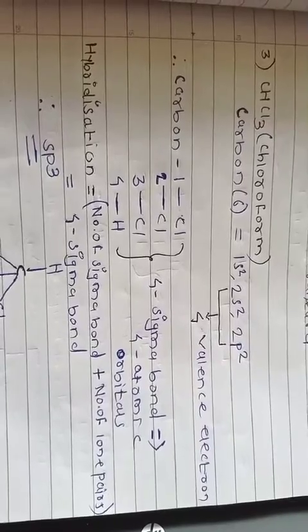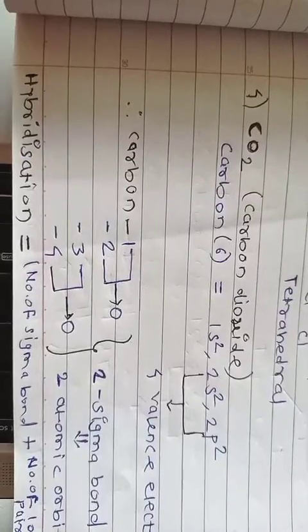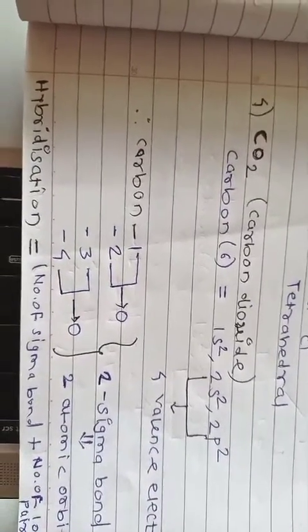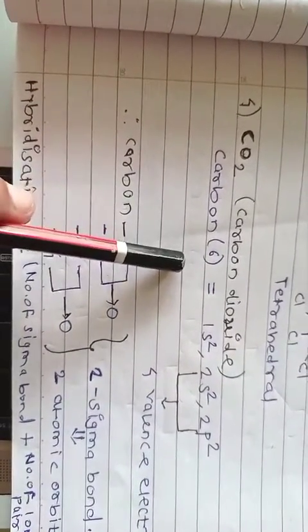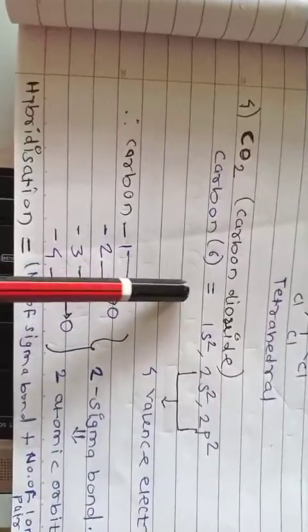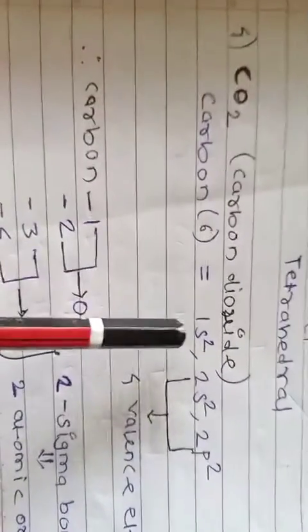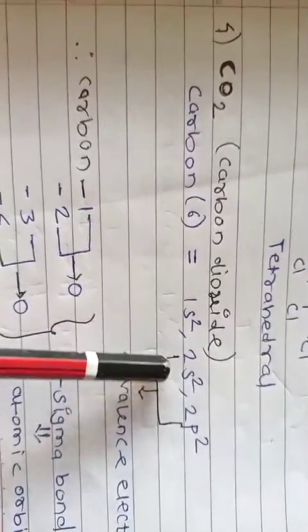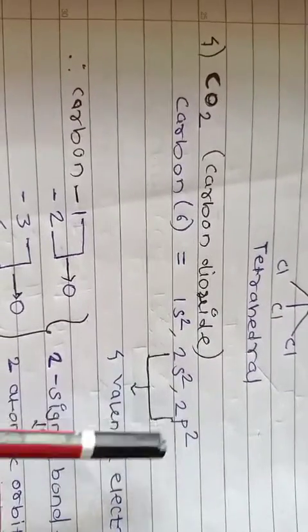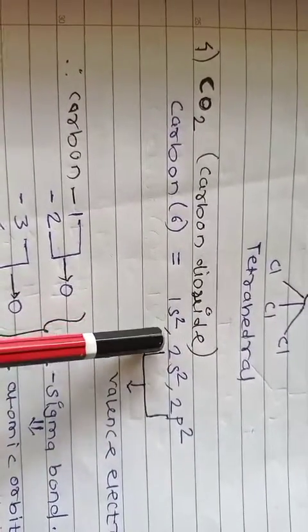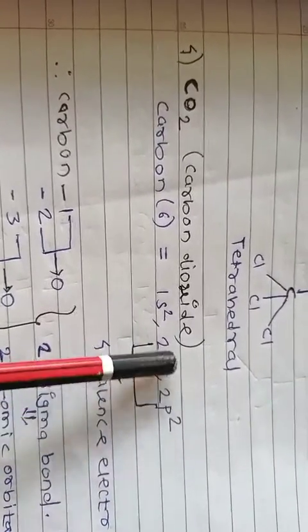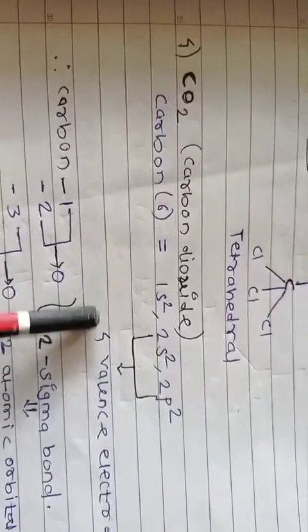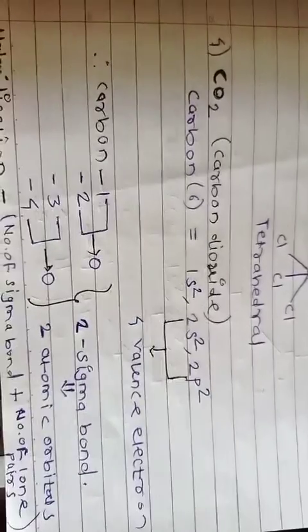Now let's understand example number 4, that is carbon dioxide. In carbon dioxide there is a carbon. We know the atomic number of carbon is 6, and its electronic configuration is 1s2, 2s2, 2p2. In the second shell, 2s and 2p, there are a total of 4 valence electrons, 2 and 2. So basically 4 valence electrons.